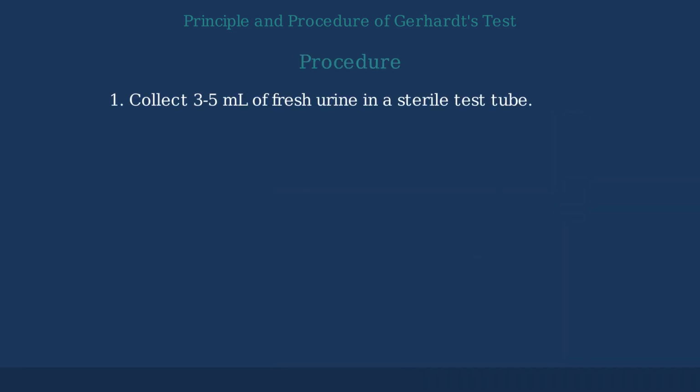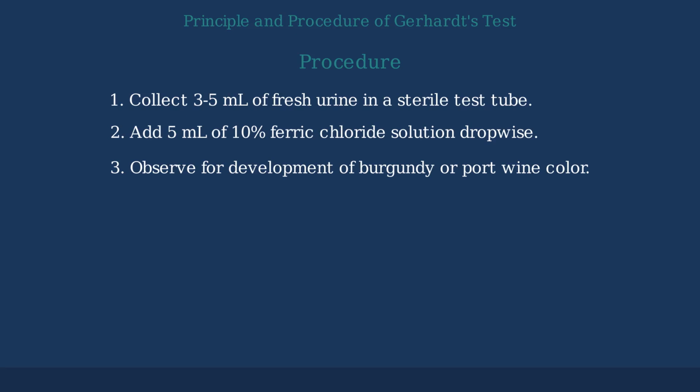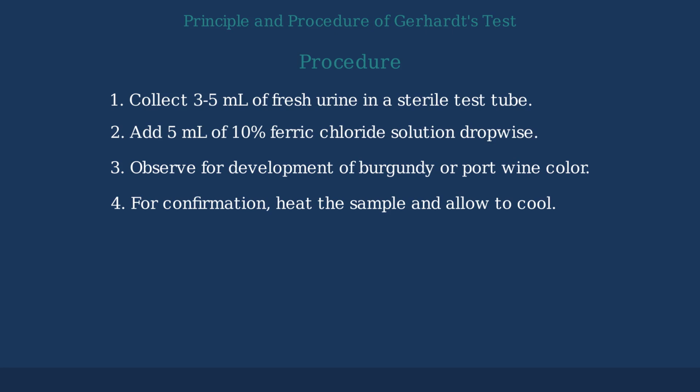First, collect 3 to 5 milliliters of fresh urine in a sterile test tube. Next, add 5 milliliters of 10% ferric chloride solution dropwise. Then observe for the development of a burgundy or port wine color. For confirmation, the sample can be heated and then allowed to cool. Finally, monitor the sample for color changes after cooling.